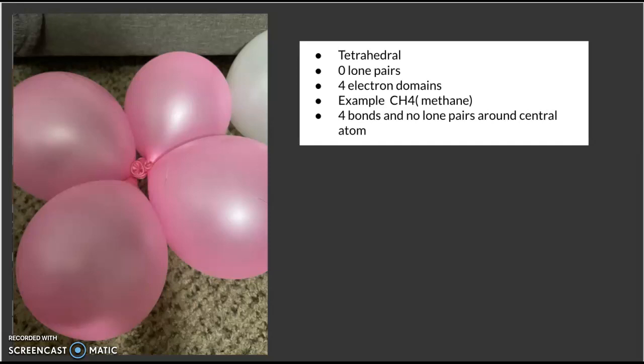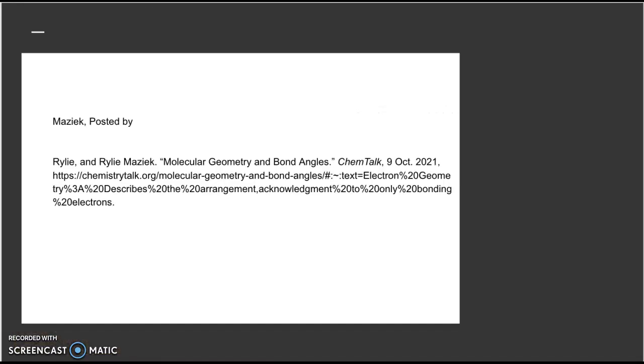Moving forward is the article that I did use for this presentation. Got a lot of my information there, as well as information I just knew from doing research over the years and just being taught it. But yes, that is the article that I used.